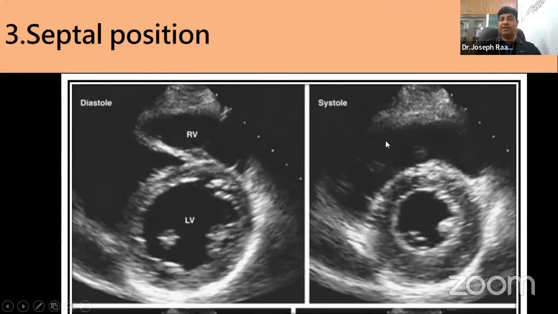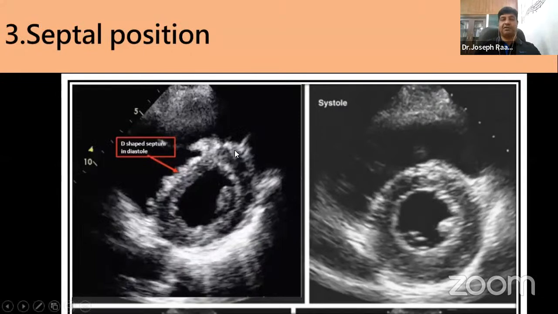So you know that this is the right ventricle, this is the left ventricle. If the pressure in the right atrium goes high, what happens? This pushes the septum down into the left ventricle, so you'll be getting what is called a D-shaped septum. This D-shaped septum tells you that the pressure on the right ventricular side is a little bit high.